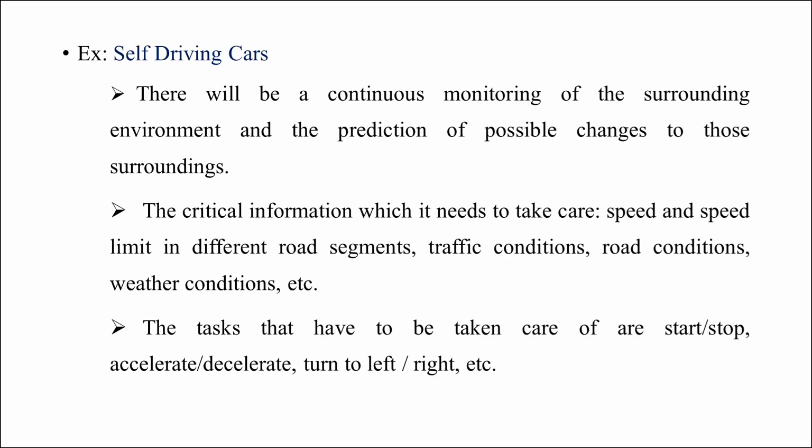One such example of reinforcement learning is self-driving cars. Here, there will be continuous monitoring of the surrounding environment and a prediction of possible changes that must be made for the vehicle. The critical information that has to be taken care of in self-driving cars includes speed and speed limit in different road segments, traffic conditions, road conditions, weather conditions, etc. The tasks that have to be taken care of are start and stop, accelerate, decelerate, and turn left or right, etc. That's the end of the lecture.